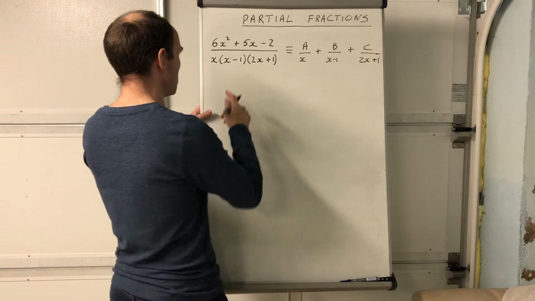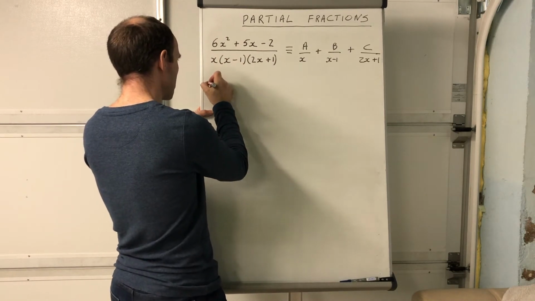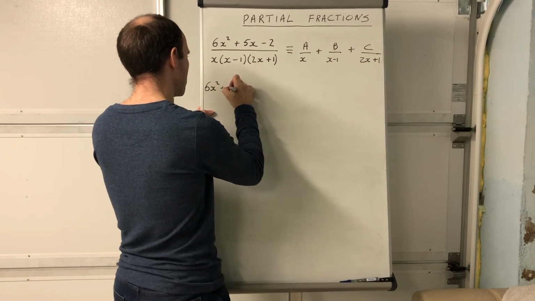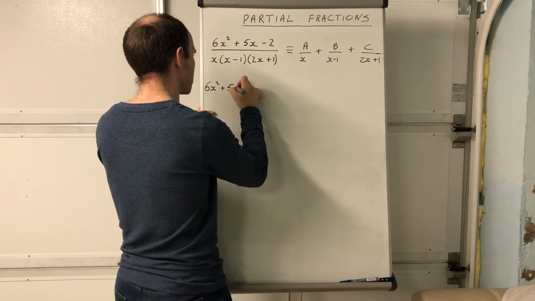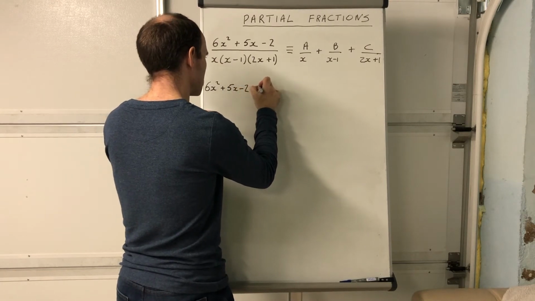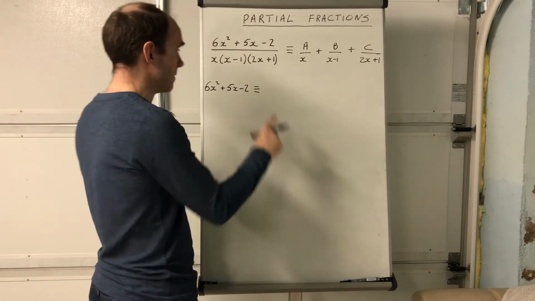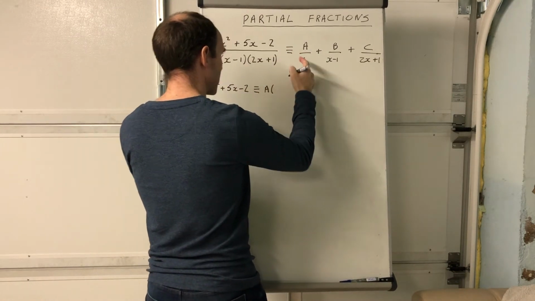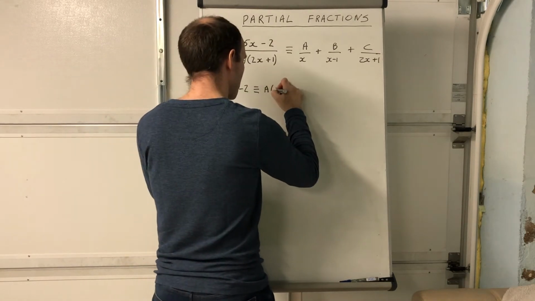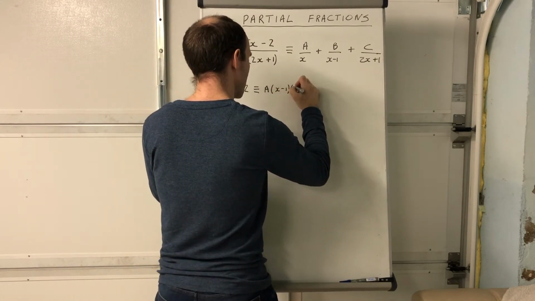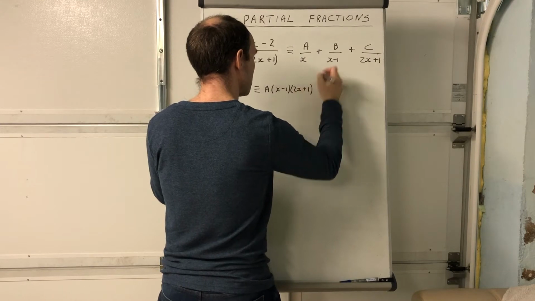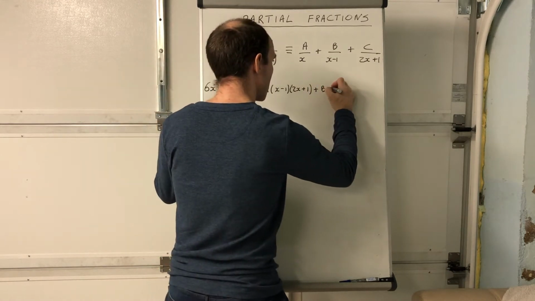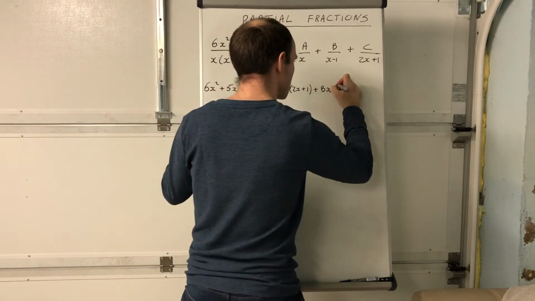So let's just have a go. The left hand side, I'm going to write a little bit more smallly, if you don't mind, and scrunched up. So you'll have 6x squared plus 5x minus 2. And on the right hand side, don't forget we're multiplying by that and that. This term will become a, and the x's will cancel, so you're left with x minus 1 and 2x plus 1. And then the middle term, b, will become x, the x minus 1's will cancel, 2x plus 1.